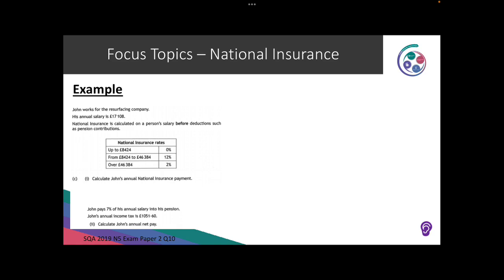His annual salary is £17,108. I'm just going to highlight that piece of information there. National insurance is calculated on a person's salary before deductions such as pension contributions. We know that up to £8,424, they're charged 0% national insurance. That's the personal allowance. That's how much you can earn before you have to pay any national insurance.